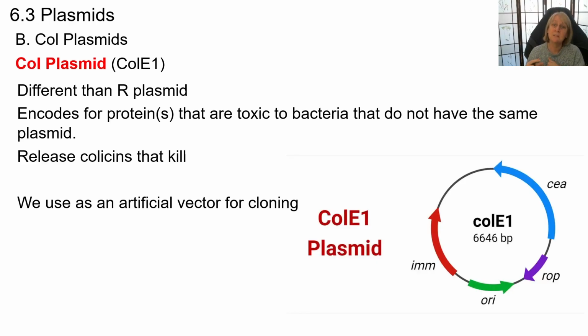We are going to use this as an artificial vector. A vector means something that carries something from place to place. Mosquitoes are vectors for malaria. Mosquitoes don't really get malaria, they just transfer it from place to place. We use these plasmids as a vector for cloning. We transfer them from one cell to another cell, carrying the cloned information that we want, and they also have a code to make sure that they wipe out anything that is not them.